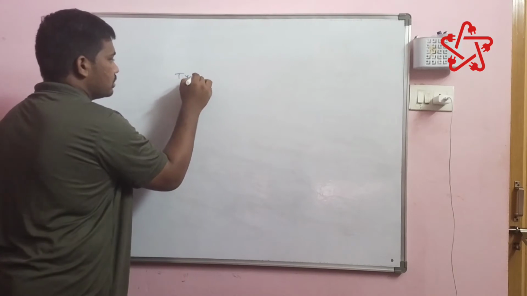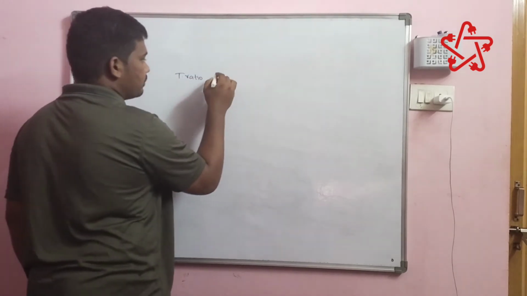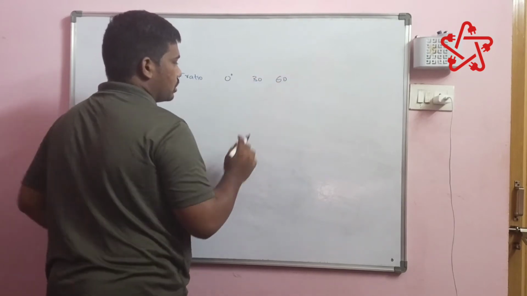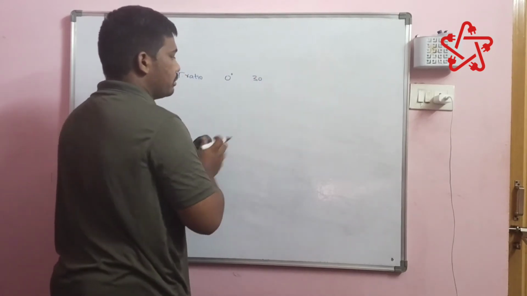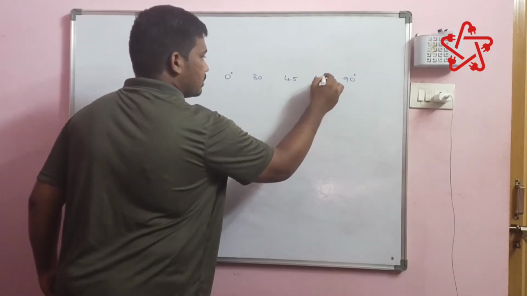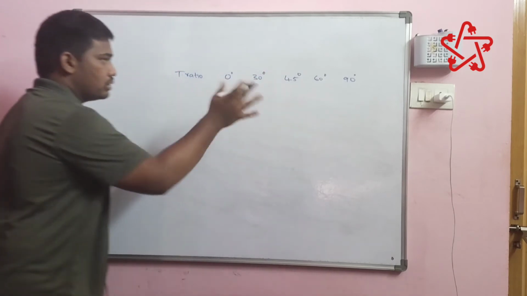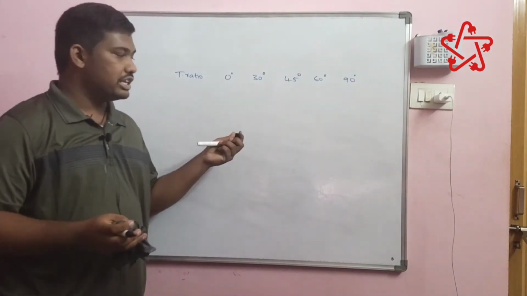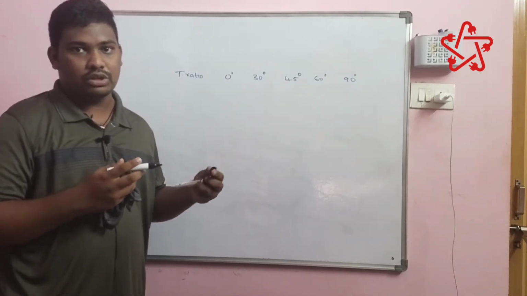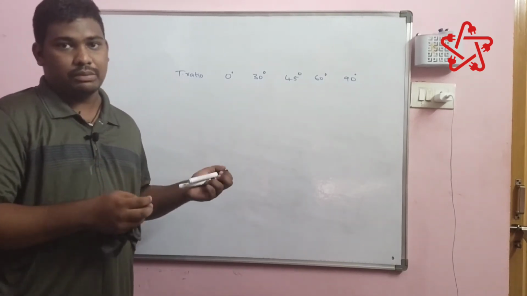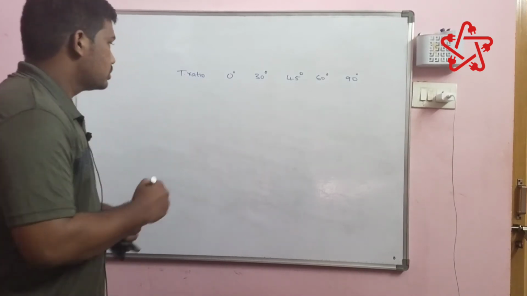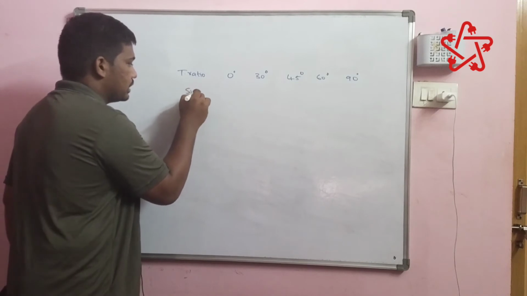Trigonometric ratios and values at different angles: 0, 30, 45, 60, 90 degrees. So we need to at least know these values for sin, cos, tan. If we know them, we can take the inverse of them, so that we will be getting the remaining cosecant, secant and cot. So let me first write sin theta.